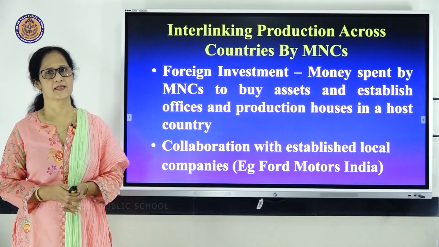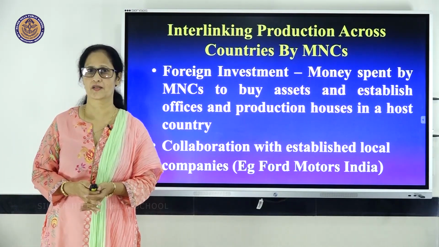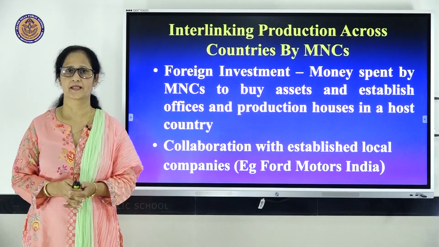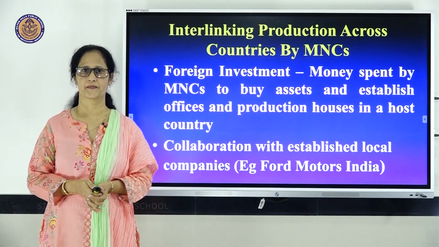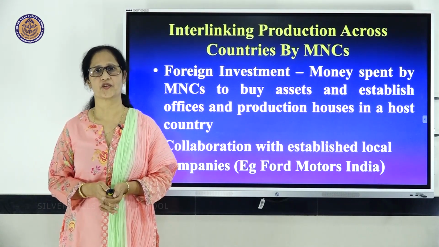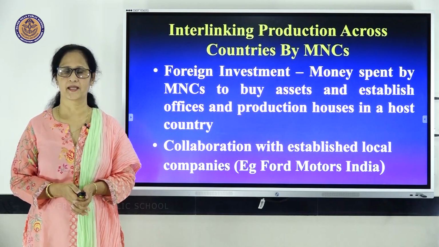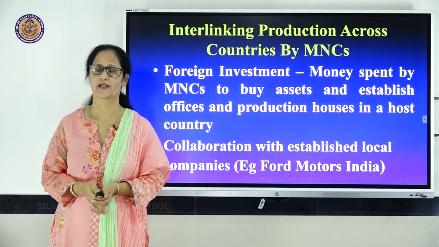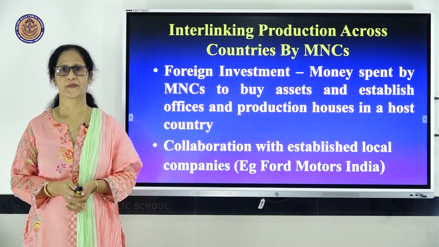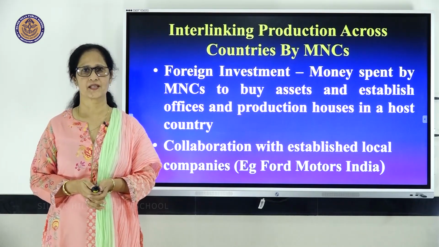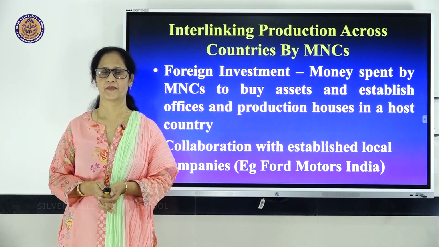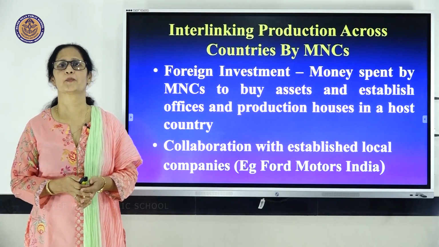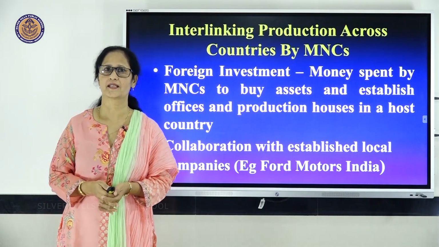Generally, when MNCs look for locations across the globe, they look at certain aspects. Firstly, they look at places where they have good demand for their products. They also look at availability of different factors of production like raw materials, skilled and unskilled labor, etc. at a cheap rate. They also look at favorable government policies like tax policies, labor conditions, as well as the legal formalities.